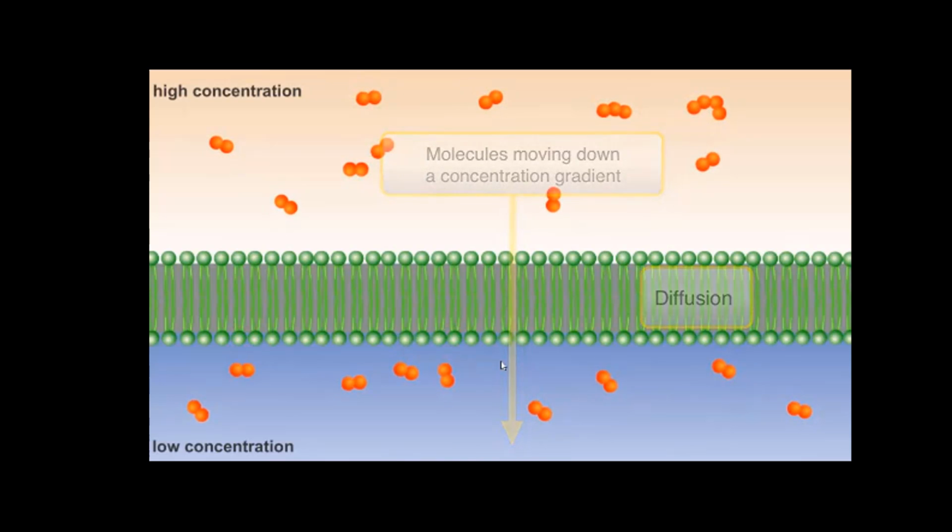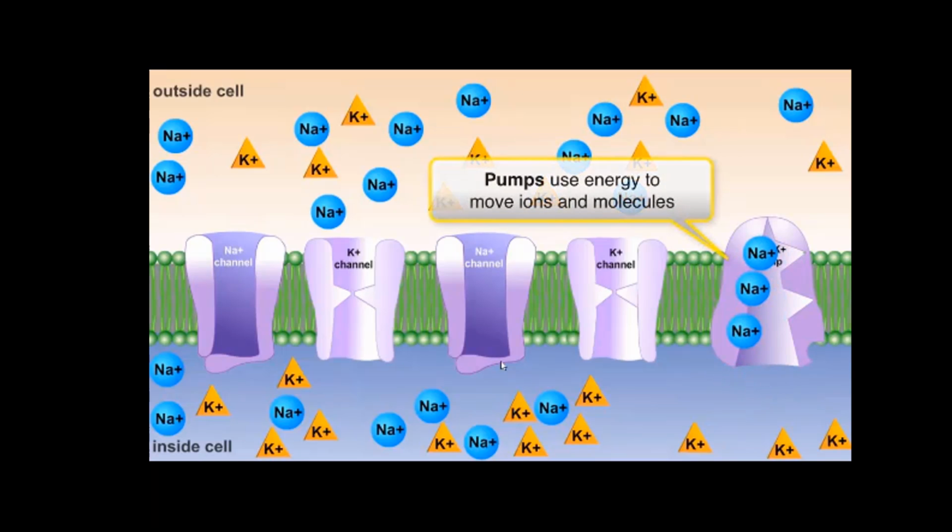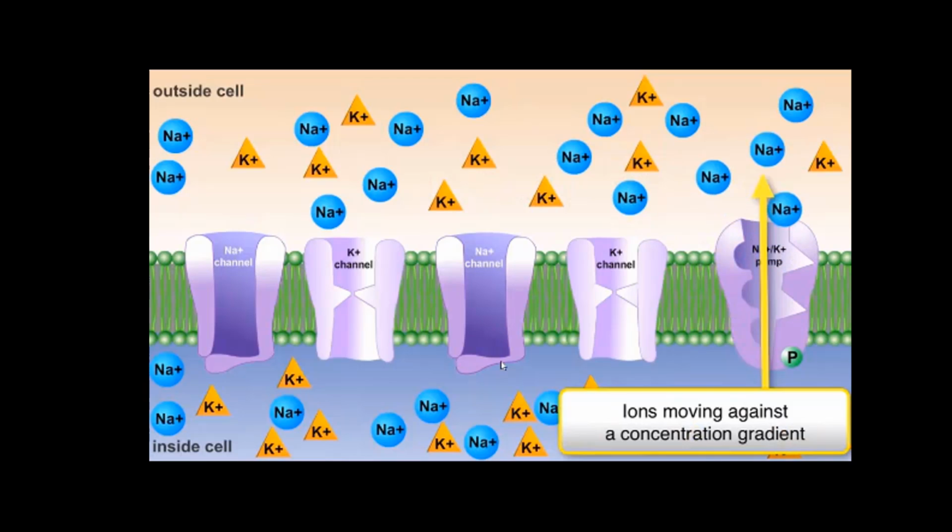In contrast, ions and polar molecules have difficulty crossing a membrane. To move as quickly as is necessary, they are often assisted across the plasma membrane by carrier proteins. The proteins that conduct this form of transfer are often called pumps because they use energy to force molecules or ions to move from an area of lower concentration to an area of higher concentration. This is commonly referred to as up or against the concentration gradient.